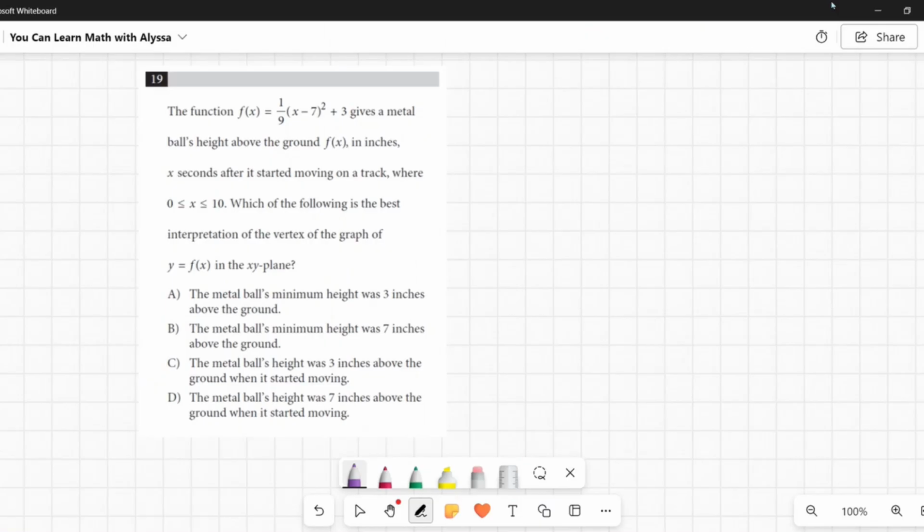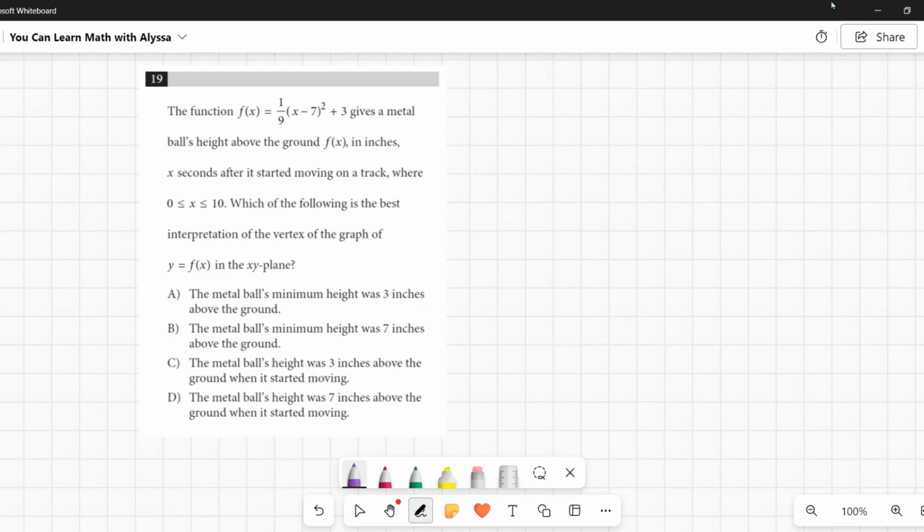Number 19. The function f of x equals 1/9 times (x minus 7) squared plus 3 gives a metal ball's height above the ground, f of x in inches, x seconds after it started moving on a track where 0 is less than or equal to x is less than or equal to 10. Which of the following is the best interpretation of the vertex of the graph of y equals f of x in the xy plane? Okay, before I look at their options, I'm going to look at this parabola.